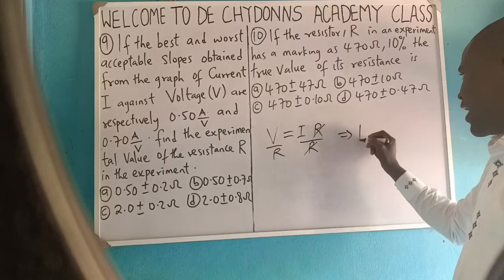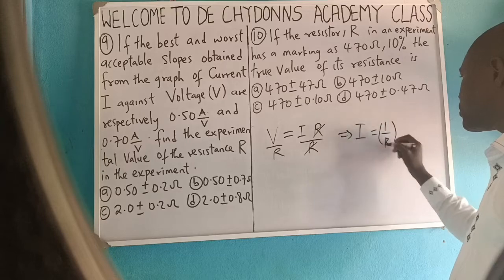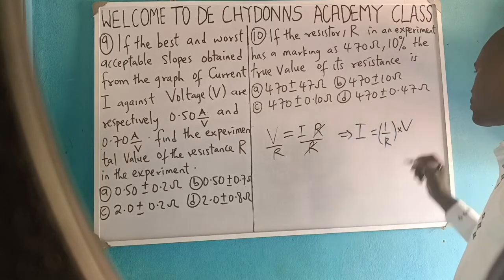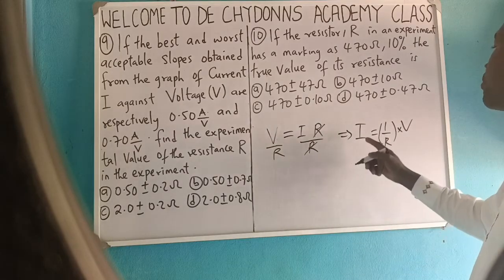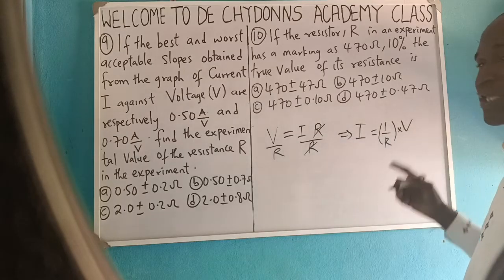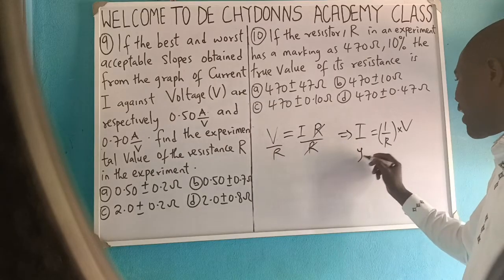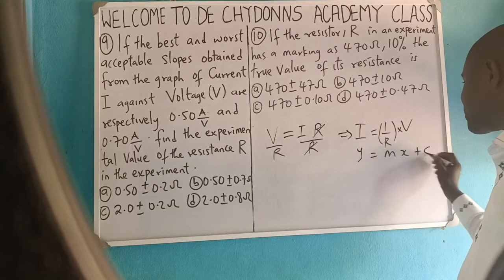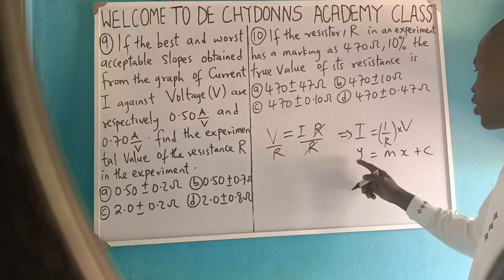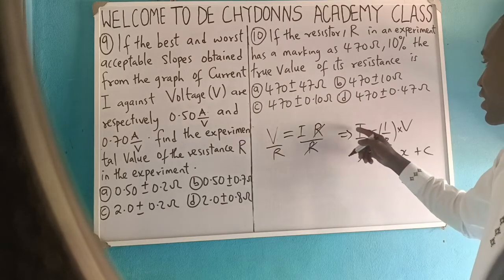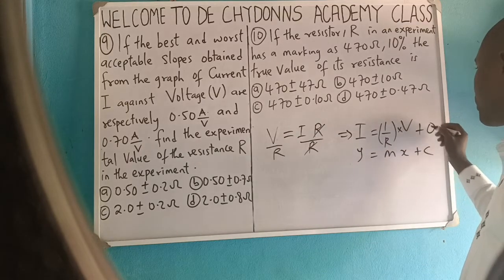And so you'll be having I equals 1 over R times V. Yes, because V over R means 1 over R times V. That means when you plot a graph of current against voltage, the slope will be equal to 1 over R. Yes, from y equals mx plus c. So the slope will be equal to 1 over R. This is what we plotted. When you plot y against x, that is I against V, m will become 1 over R, and the intercept will be 0.